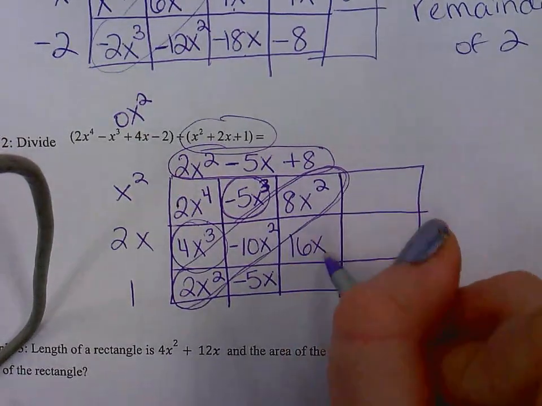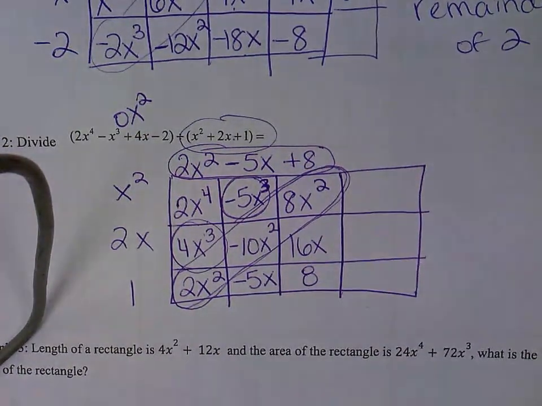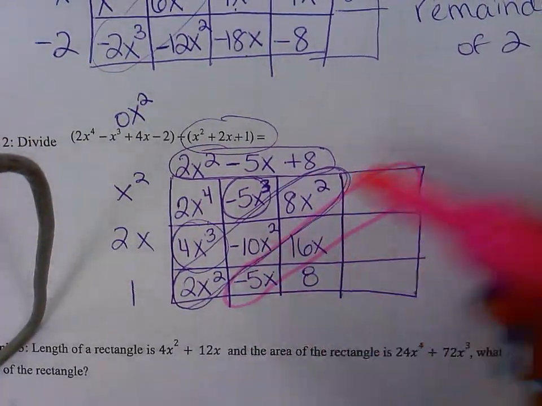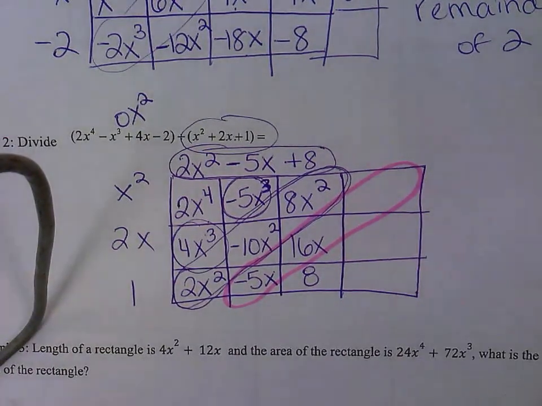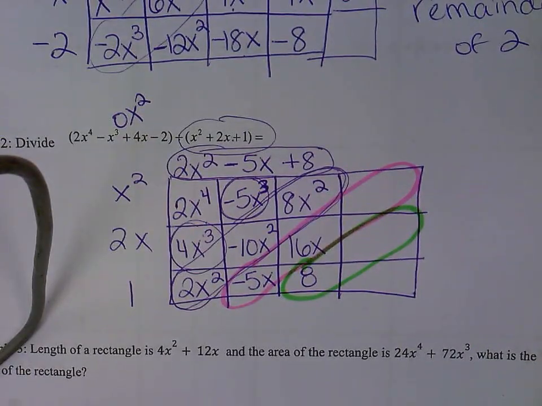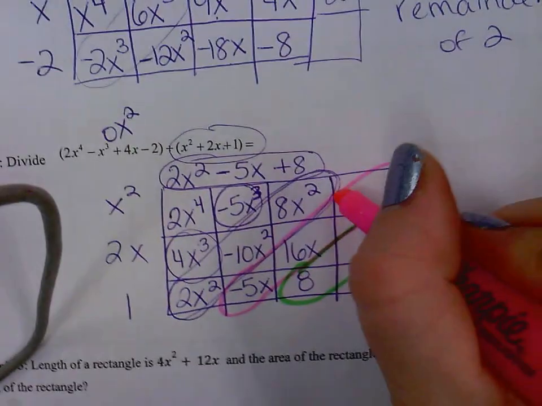16x and 8. I'm just going to circle my diagonals in a different color. So this pink diagonal is going to have maybe a remainder. And this green diagonal might also have a remainder. So I need to double check both things. How many x terms do I need to have? 4 of them. How many do I currently have? 11 of them. So I'm thinking the number 11 in my head. How do I get to 4? Negative 7. So I really have a remainder of negative 7 x's.